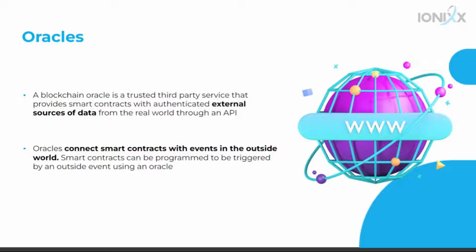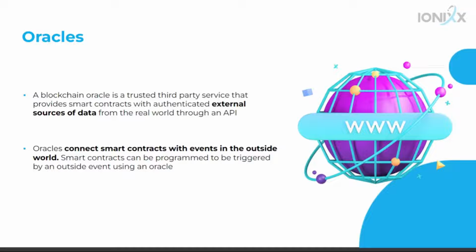So oracles, before we wrap up smart contracts. There are several oracles, actually. It's not just one protocol, but there are several companies that offer oracles. They're a trusted third-party service that provides smart contracts with authenticated external sources of data from the real world. This data is usually communicated in API form, and oracles can give you all kinds of data about the real world to your smart contract.